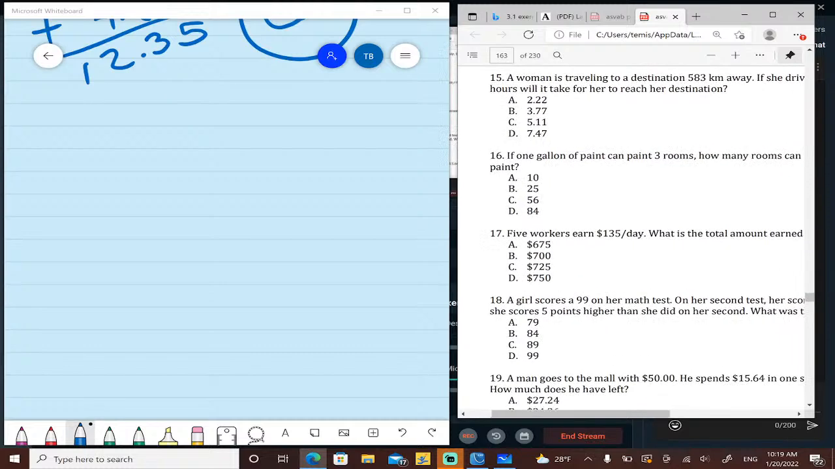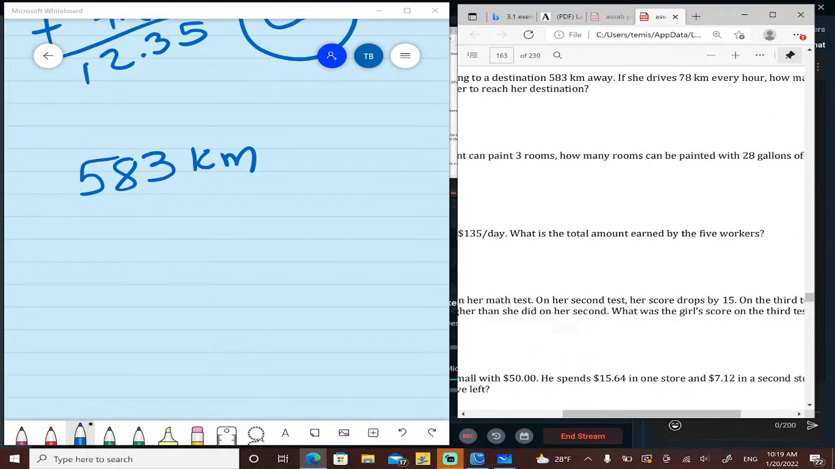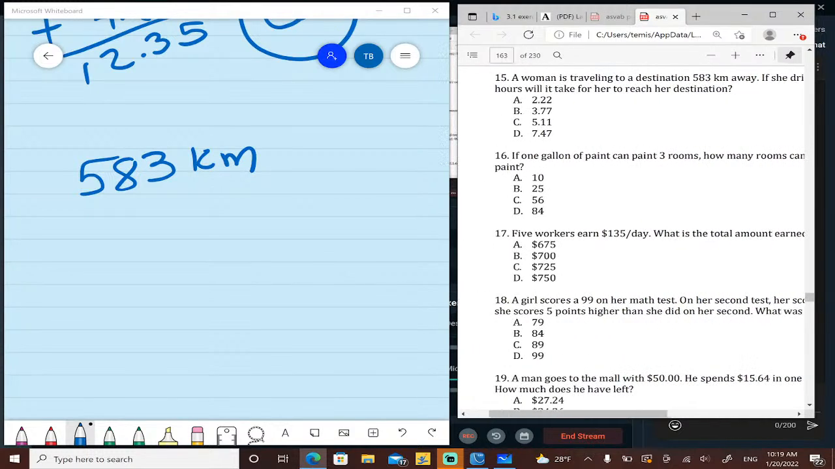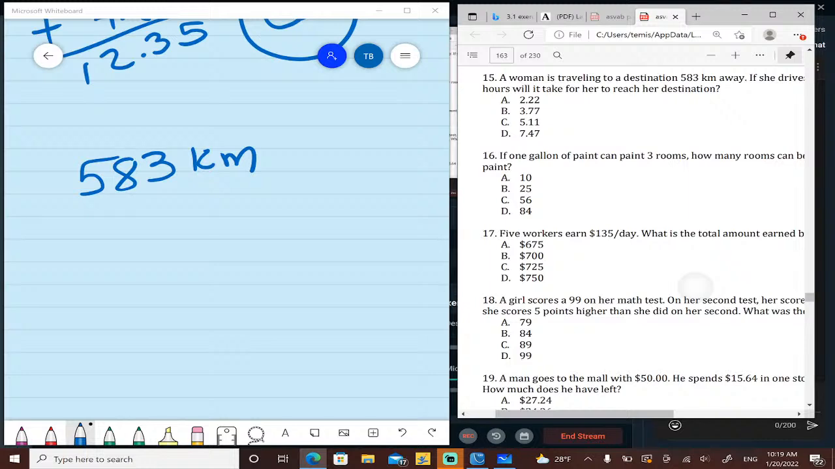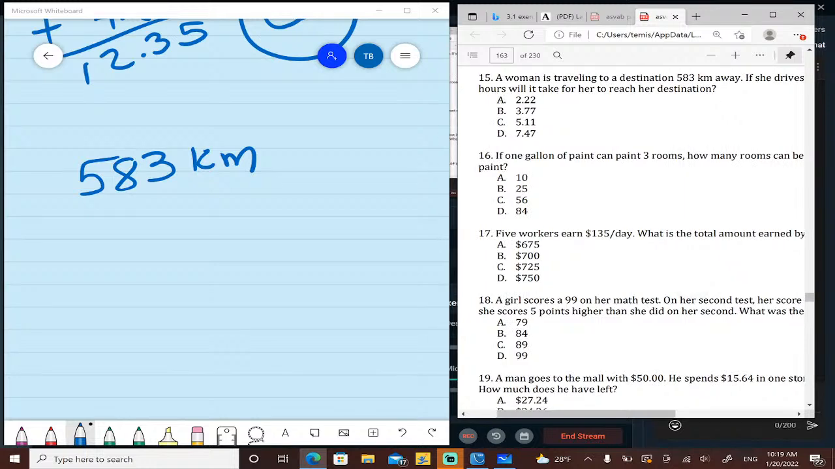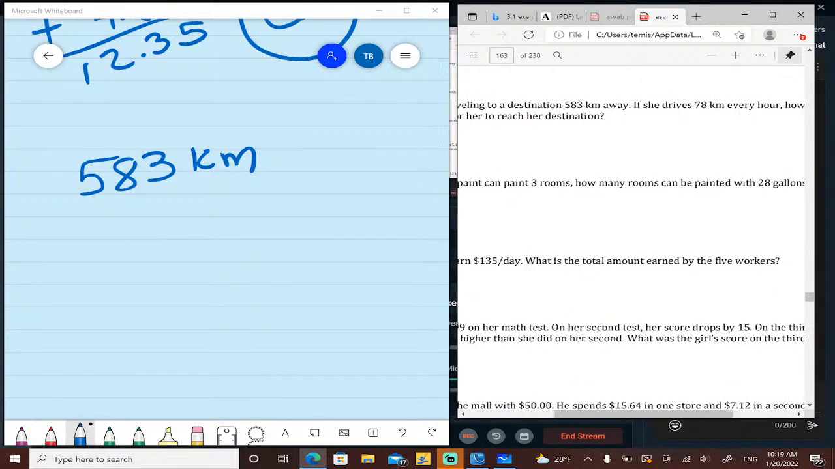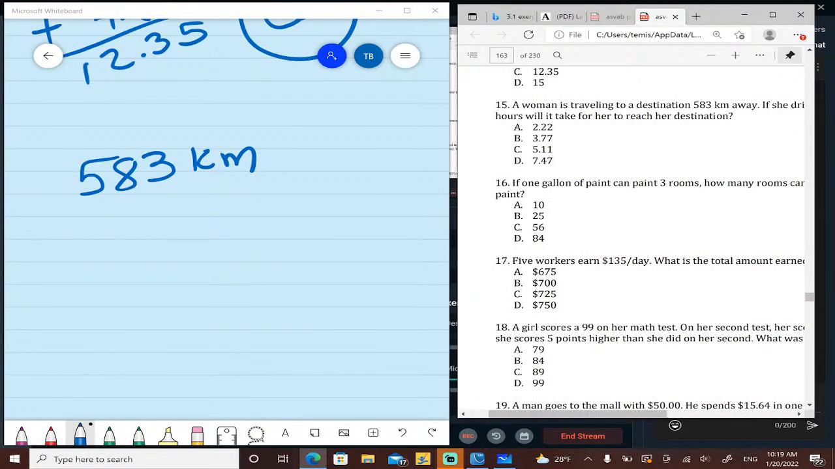Number 15. A woman is traveling to a destination 583 kilometers away. 583 kms. If she drives 78 kilometers each hour, how many hours will it take for her to reach her destination? Well, that means we're dividing this up into segments of 78 every hour. So we're just dividing.